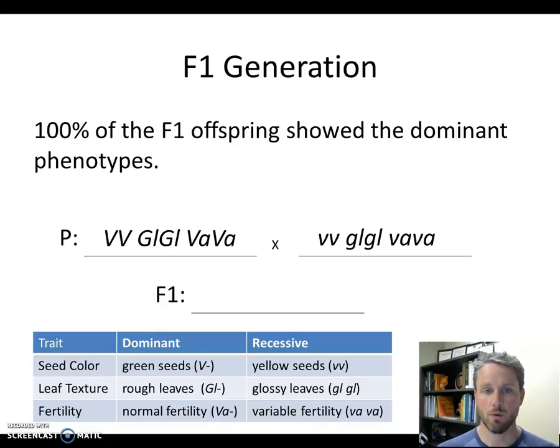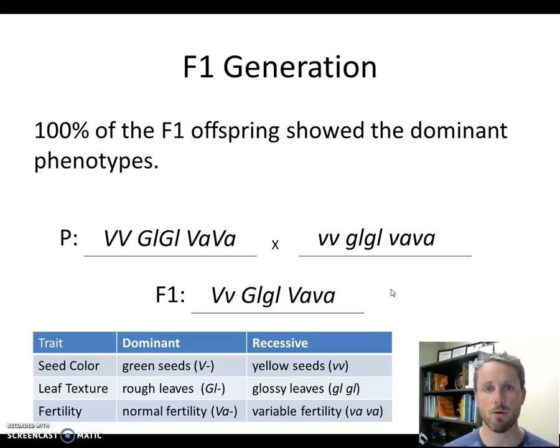So next, we want to figure out what's going on with the F1 generation. In the setup, it told us that 100% of the F1 offspring showed the dominant phenotype. Okay, does that make sense? We can figure out from the genotypes of the parents what the genotype of the F1 offspring will be, right? One parent is always going to donate a dominant allele. The other parent is always going to donate a recessive allele. So we should get F1 offspring that are heterozygous at every location and express the dominant phenotype.